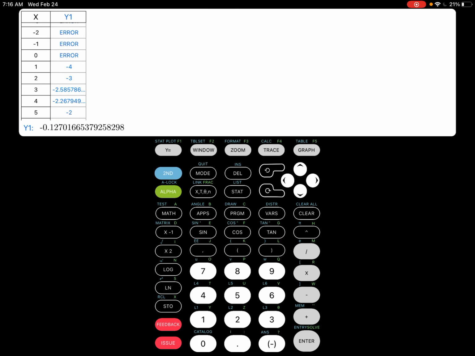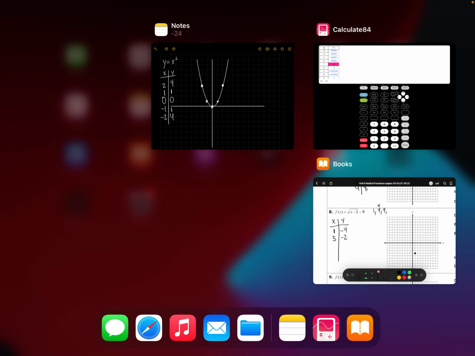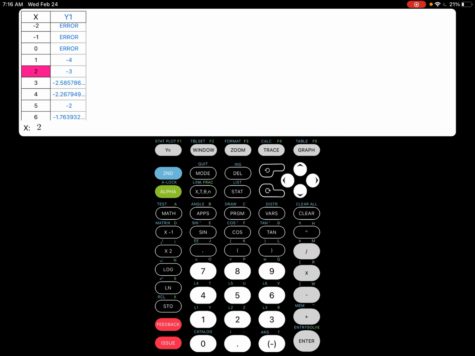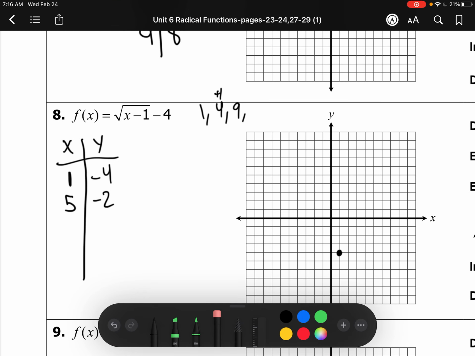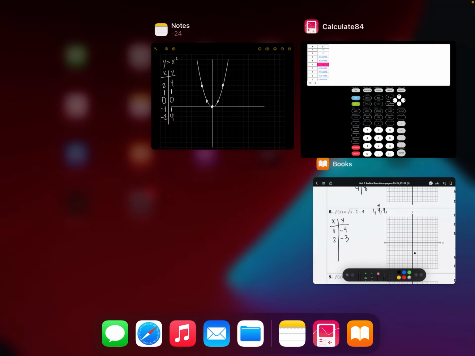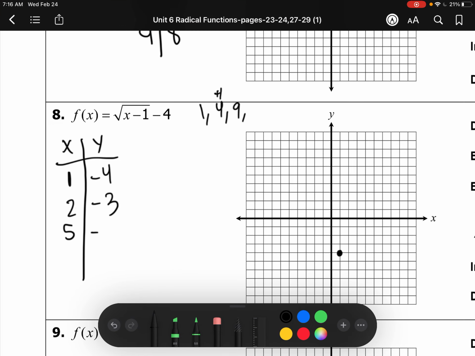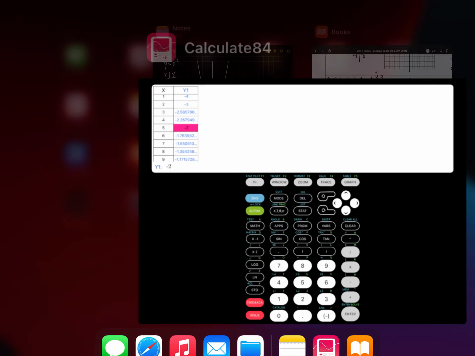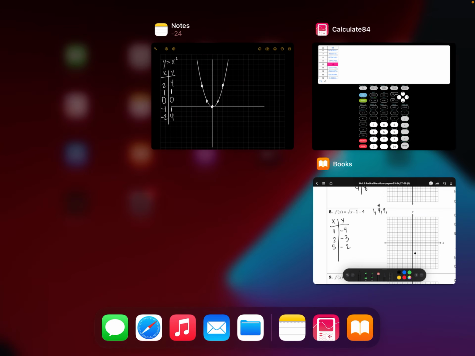So when x is 1, output is negative 4. We have that already, right? When x is 2, you get negative 3. Oh, yeah, you could have plugged in 2, right? When x is 2, your output is negative 3. When x is 5, your output is negative 2, which we already had that one, right? When x is 5, y is negative 2. Then when x is 10, y is negative 1.